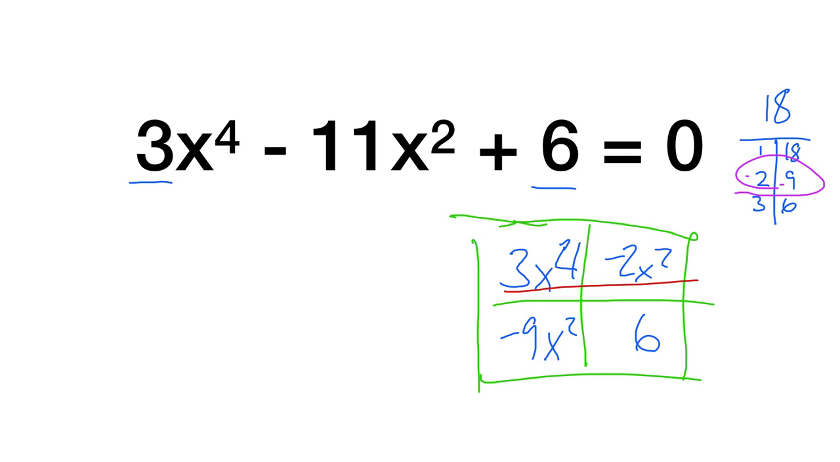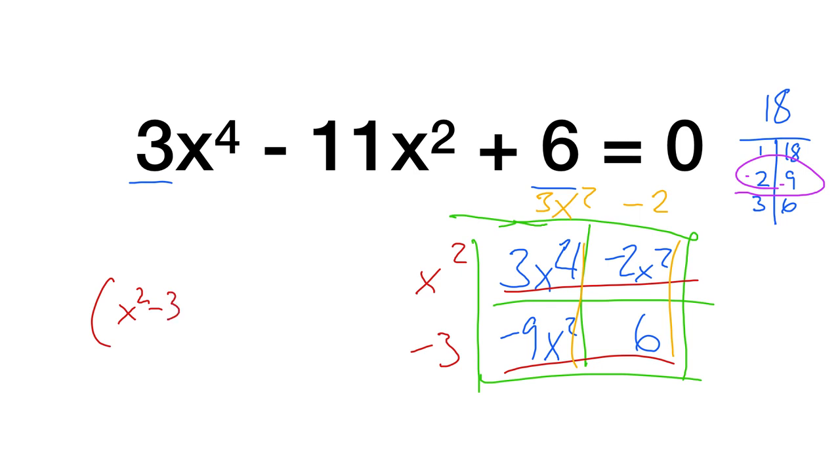So the greatest common factor between 3x to the 4th and negative 2x squared is x squared. Negative 9x squared and 6, because it's negative, I'm going to say negative 3. 3x to the 4th and negative 9x squared, that's going to be 3x squared. And that works when I multiply these. Negative 2x squared and negative 6 is negative 2. Meaning our final answers are x squared minus 3 and 3x squared minus 2.